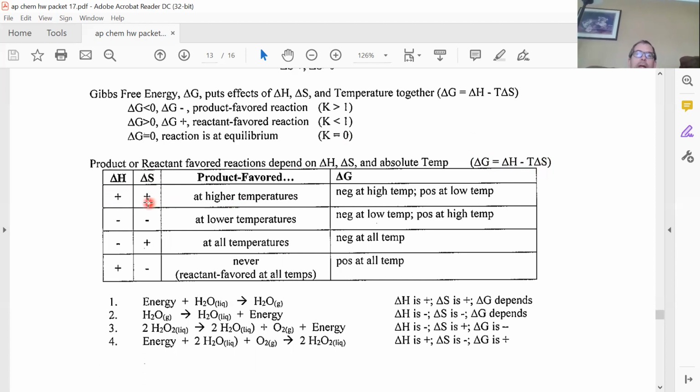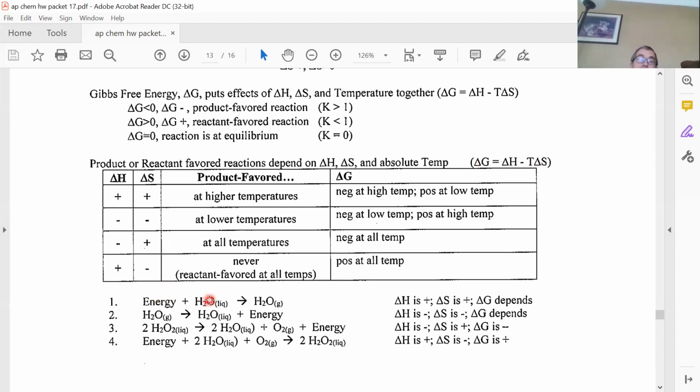So if I look at this and say, oh, entropy is positive, if there's a high enough temperature, then this delta S term will dominate the delta H term, and this delta G will become negative right here. And here is an example of that.